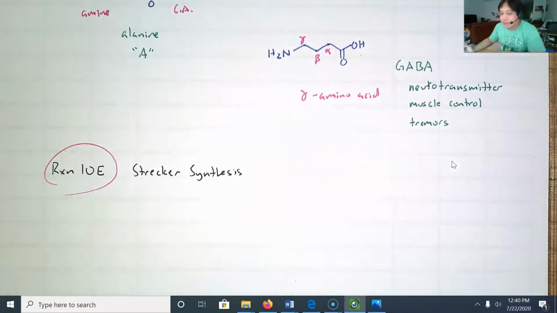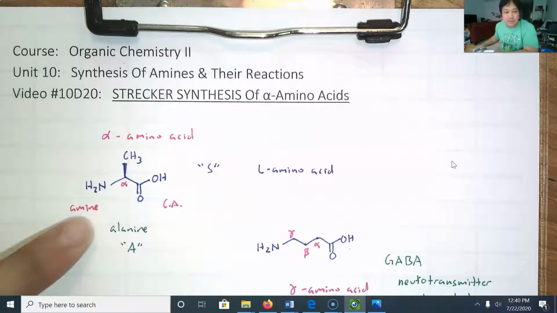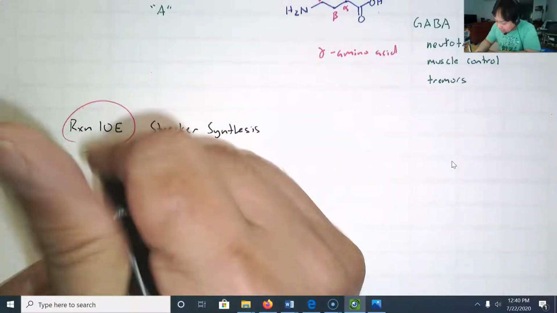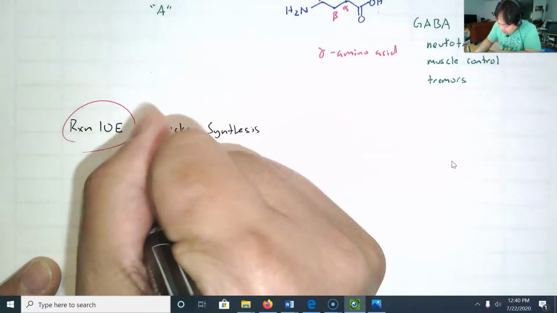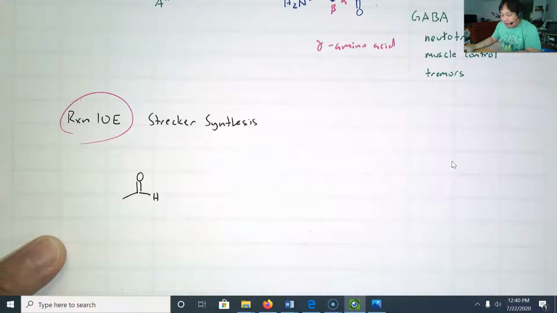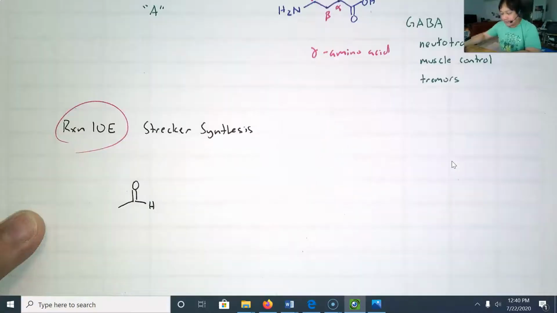Strecker synthesis starts with an aldehyde. Okay, why don't we do the Strecker synthesis to make alanine, the amino acid alanine, A. So start out with an aldehyde. The R group, or the side group, is a methyl group for alanine. And this is real easy.